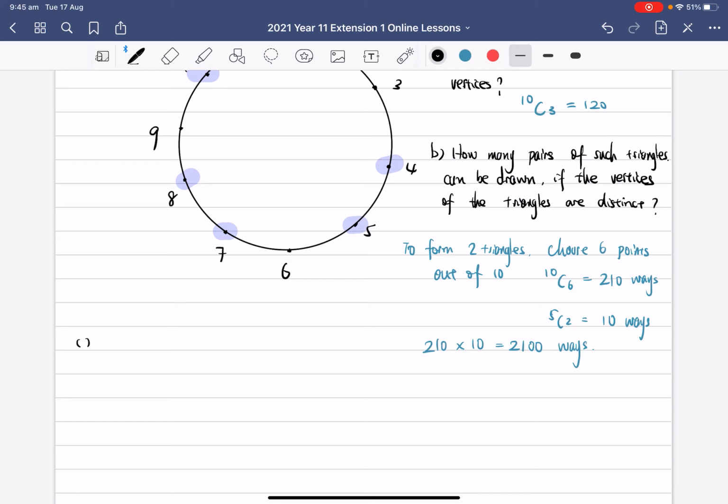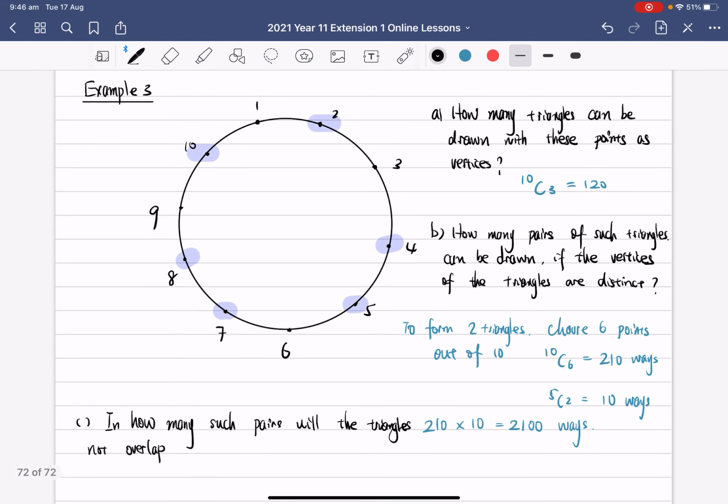Now let's move on to the last part of this question, which is the most difficult part. The last part of the question says, in how many such pairs were the triangles not overlapped?